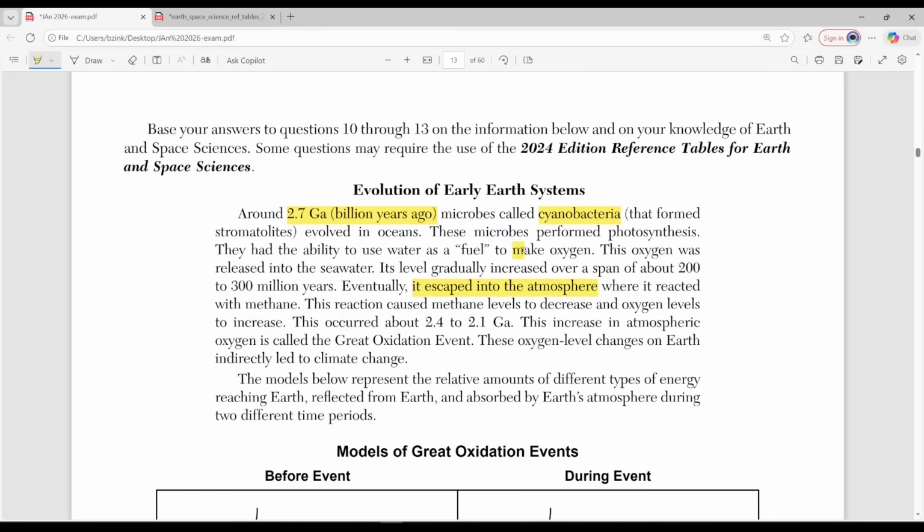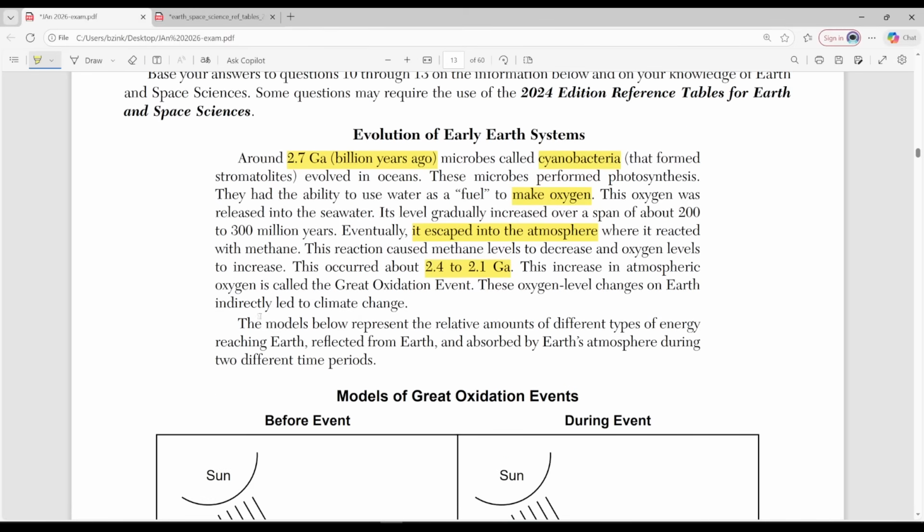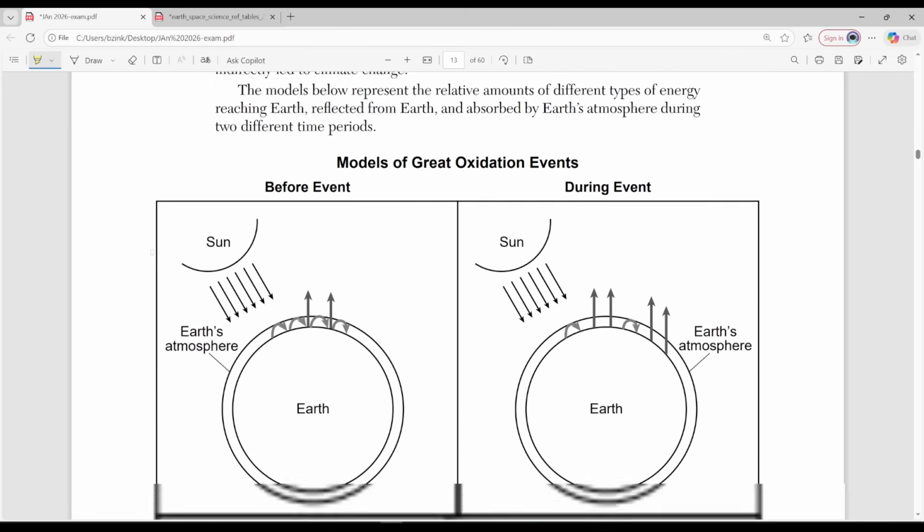We'll just say they made oxygen, where it reacted with methane. This reaction causes methane levels to decrease and oxygen levels to increase. This occurred about 2.4 to 2.1 billion years ago. This increase in atmospheric oxygen is called the Great Oxidation event, and these oxygen changes on Earth indirectly led to climate change. Okay. The models will represent the different amounts absorbed and things like that.